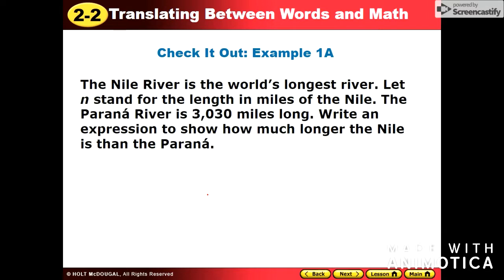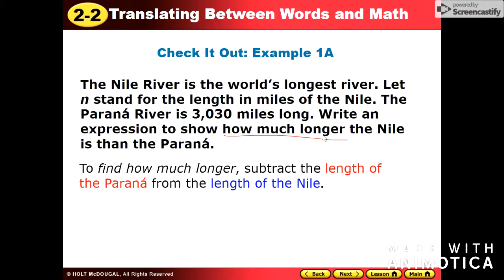Okay, flip over to the back for the Check It Out example. Pause the video, see if you can do it on your own, and then unpause to see if you came up with the right answer. Okay, it says the Nile River is the world's longest river. Let N stand for the length in miles of the Nile. The next river is 3,030 miles long. Write an expression to show how much longer, our key phrase, the Nile is than the other river.